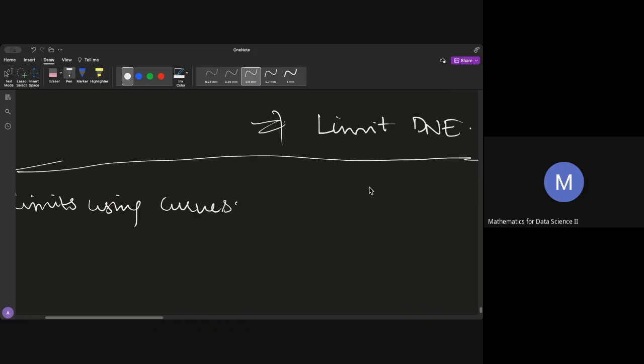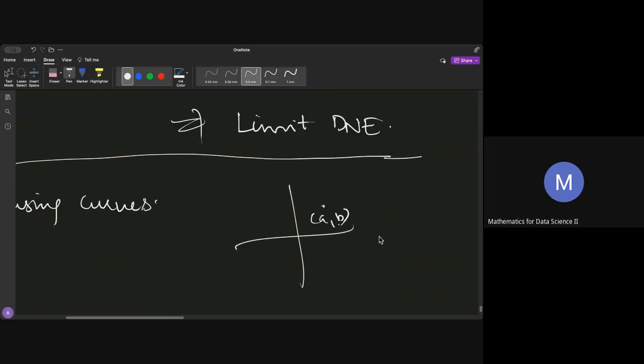Let's say this is your point (a, b), and I want to find the limit of the function f(x, y) when (x, y) tends to (a, b). Then if (a, b) lies on some curve, let's say this is the curve y equals f(x), and (a, b) lies on this curve, that means this curve, if I take, okay, let's not get to how we get this thing.